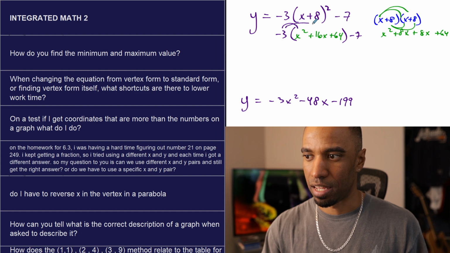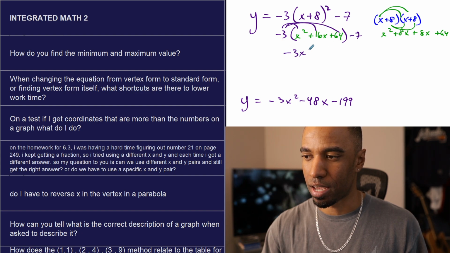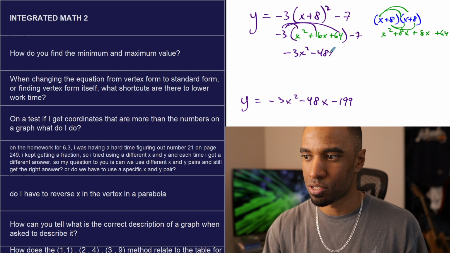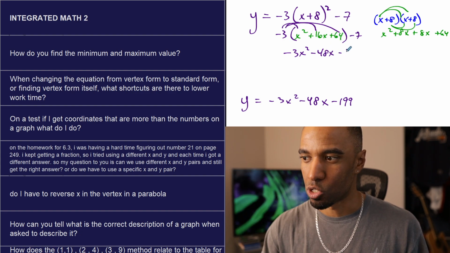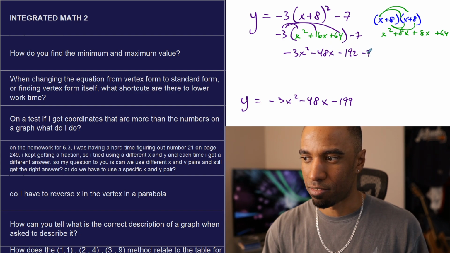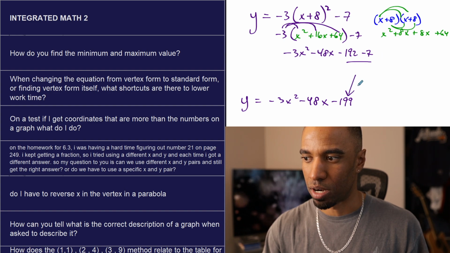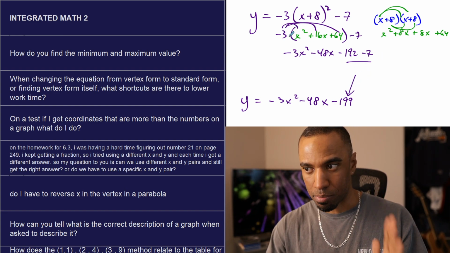Then you distribute the negative 3 here, and you get negative 3x squared minus 48x, and this is the part I was having trouble with, minus 192. Minus 7. Negative 192 minus 7 is negative 199. So those are the kind of 3 steps. 1, 2, 3.